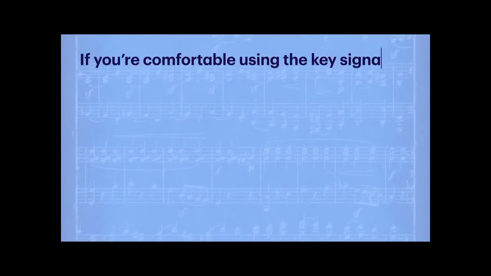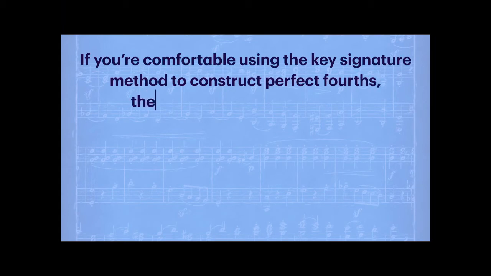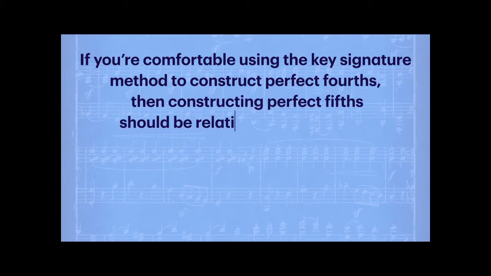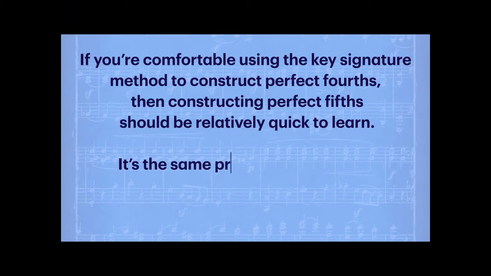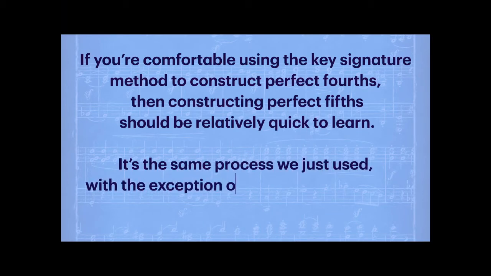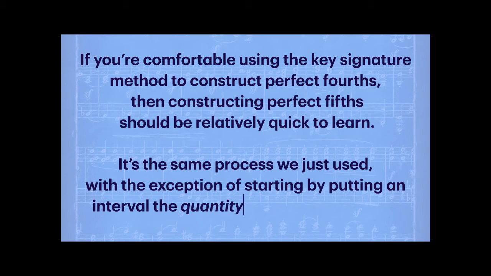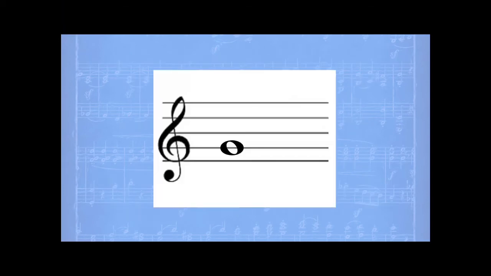If you're comfortable using the key signature method to construct perfect fourths, then constructing perfect fifths should be relatively quick to learn. It's the same process we just used, with the exception of starting by putting an interval of the quantity of a fifth on the staff. One way to find the fifth above is to count up 1, 2, 3, 4, 5 steps. However, I have a way that I think is a little bit simpler.